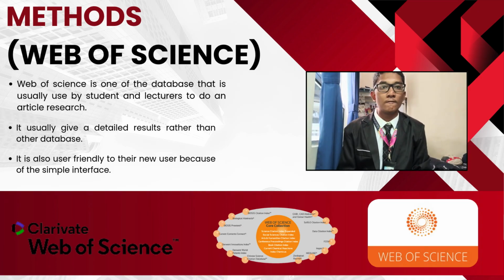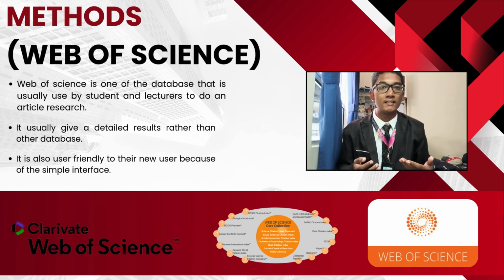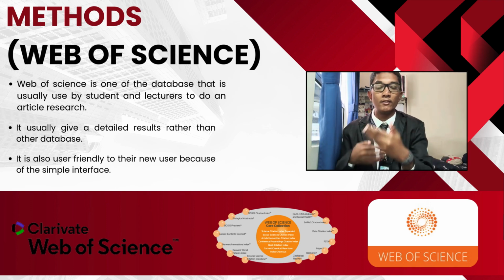Next, what is Web of Science? Web of Science is a database that is usually used by lecturers and students to do article research. Why do they use Web of Science? This is because Web of Science often gives more detailed data compared to other databases, and it is a user-friendly database because of the interface that is easily used by new people.